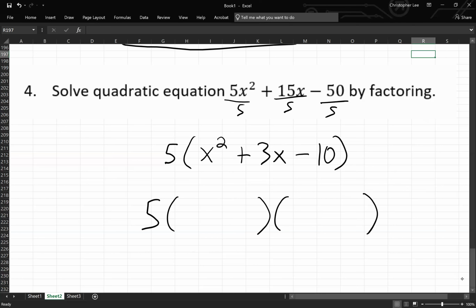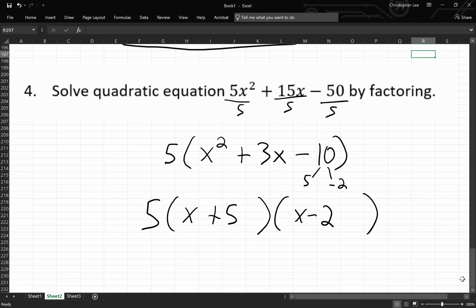Very good. So I have x plus 5 and I have x minus 2. If you're wondering how I did that, I needed two numbers that multiply to give me -10, right? But they have to add up to +3, right? So that means the larger number has to be positive, right? So that's 5 and then -2. And that's how I did it. All right. Questions on it, anybody?